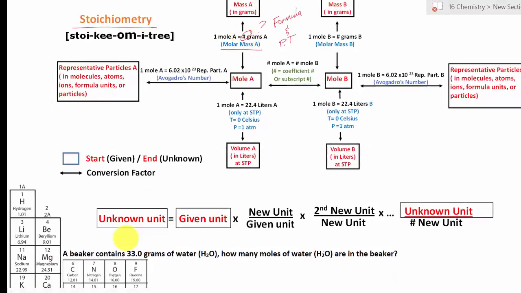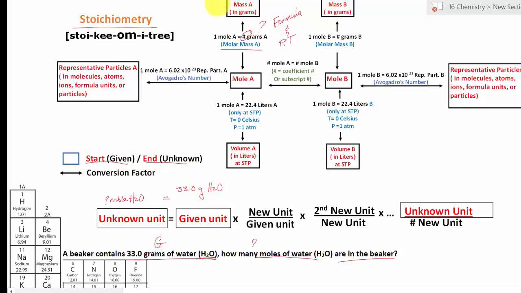Let's do one problem together. In this problem, I have a beaker containing 33.0 grams of water. This is our chemical formula right there. How many moles of water are in the beaker? So we know this is our given, which is represented by G. And our unknown is moles. So we can start going back to this basic format. Our unknown is moles of H2O equal to our given, in this case 33.0 grams of H2O. So we always start from our given and end with our unknown.